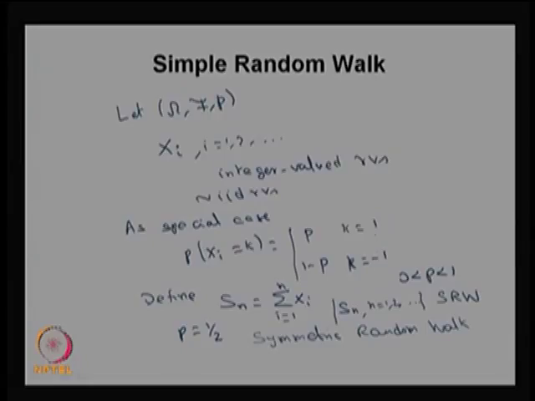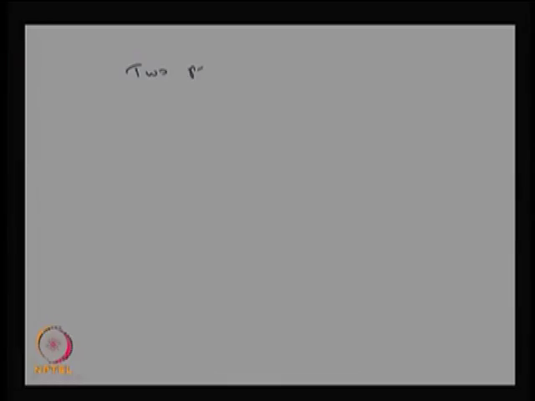In general, if it takes the value 1 or minus 1, then it is called a simple random walk. If k can take any integers, then it is called a generalized random walk. So, this random walk can be created in a simple example of a two-person coin tossing game also.